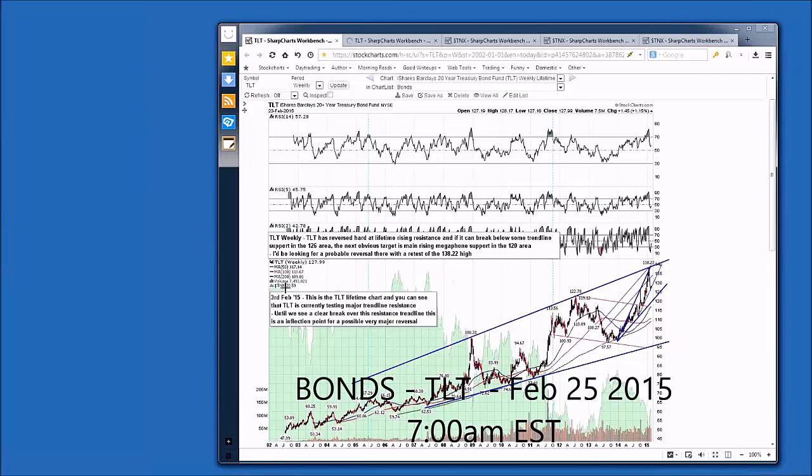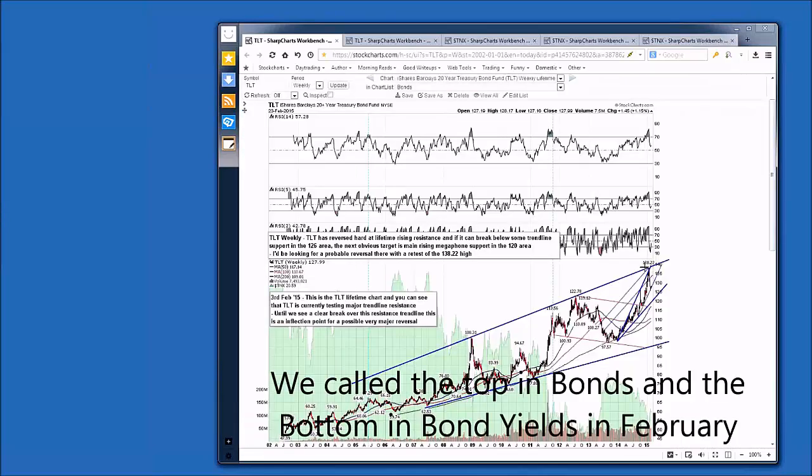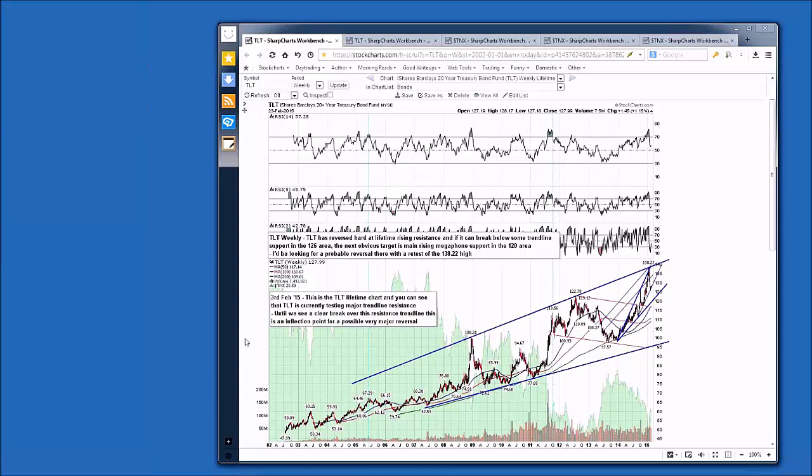I posted this chart on the 3rd of February talking about the hit of this lifetime resistance trend line that had been made a couple of days earlier, and I was saying that you can see the TLT is currently testing major trendline resistance. Until we see a clear break over this resistance trend line, this is an inflection point for a possible very major reversal. Now, obviously, we've come off very nicely from that, and I've got a plan for what I think might happen, and this actually matches Stan's very closely, so I think this may well happen.